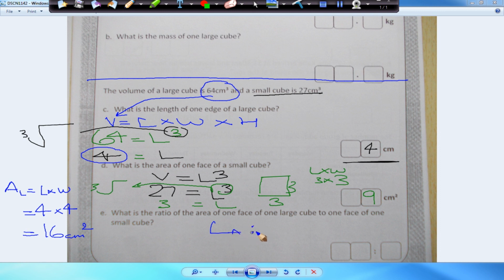So the ratio of the large area to the small area, let's put them in. What was the large area again, folks? 16. And what was the small one again, folks? 9. Okay, can we simplify that any further? Are there any factors we can take out of it? So the answer goes here. Put your hand up if you got that one right. Okay, excellent, lovely.